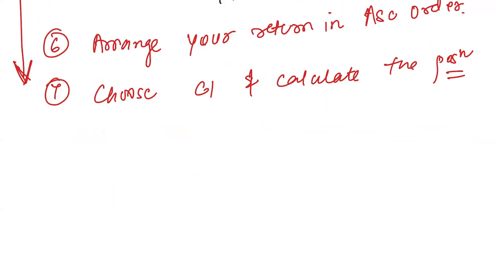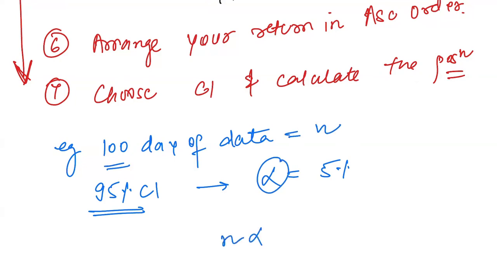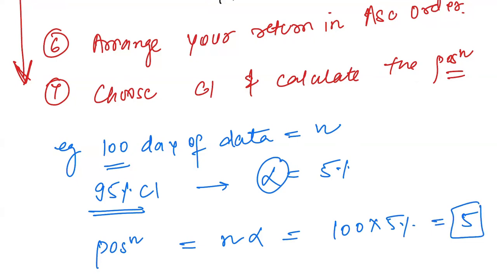Let me take an example. Let's say we have 100 days of data, and I'm taking a 95% confidence interval. When you are confident at this level, your alpha, or your uncertainty, becomes 5%. So you just need to multiply your alpha with the total number of days. Let's say this is n. So just do n alpha. This will give you a position. So 100 into 5% is nothing but 5.